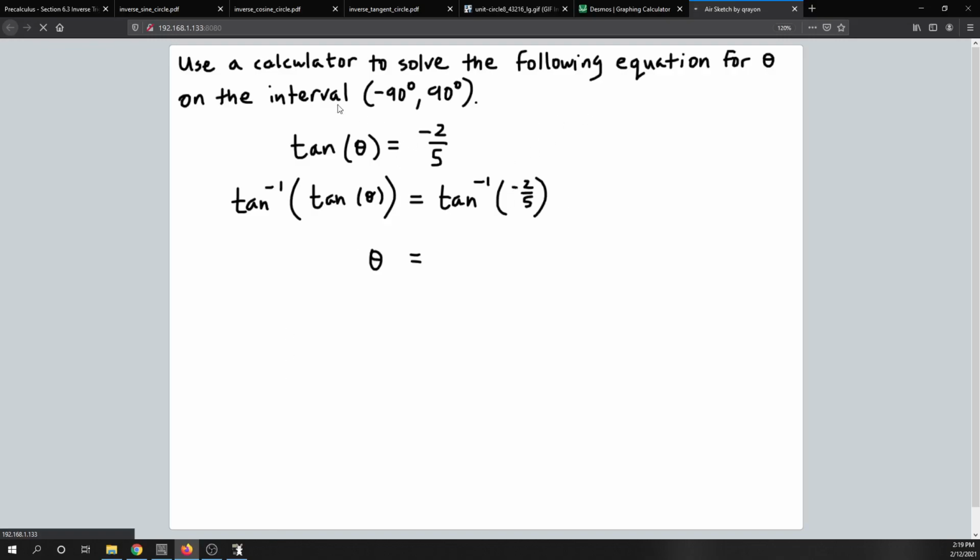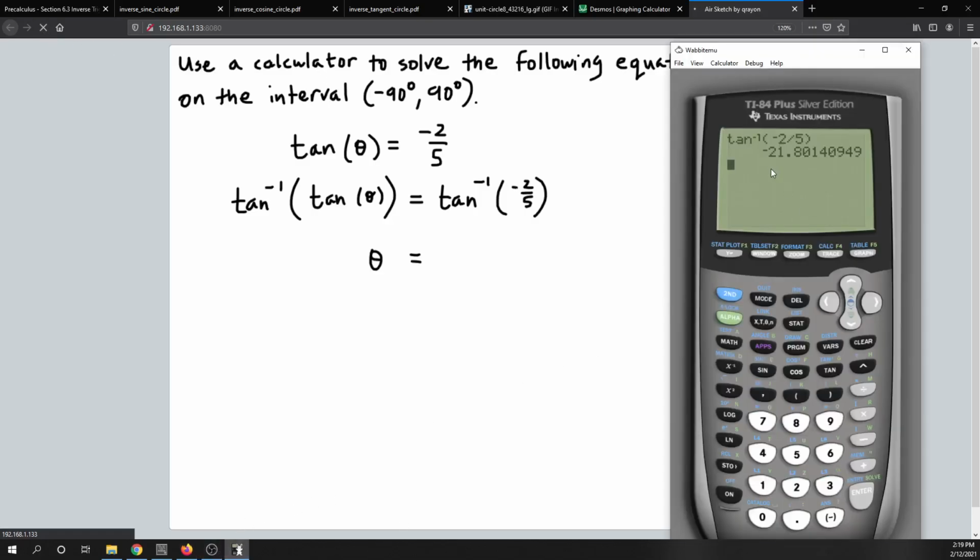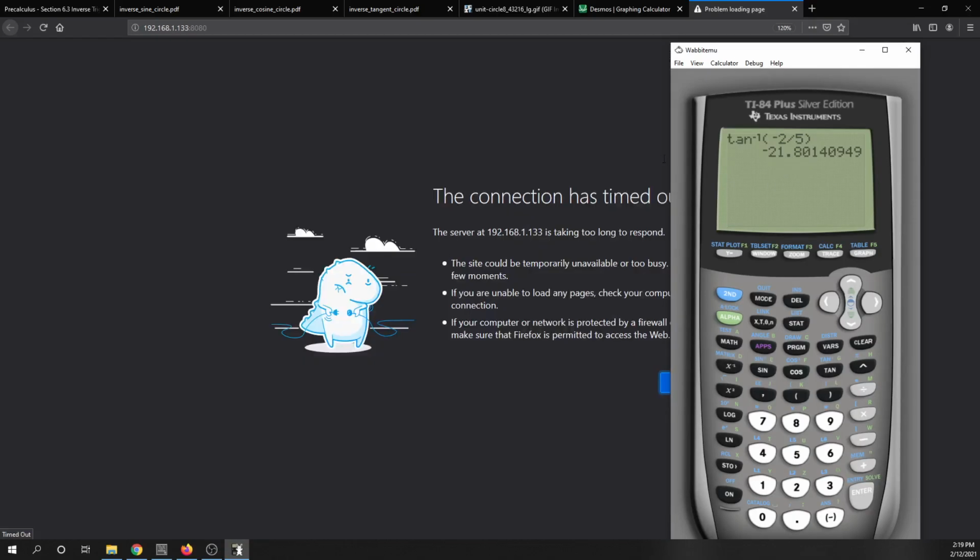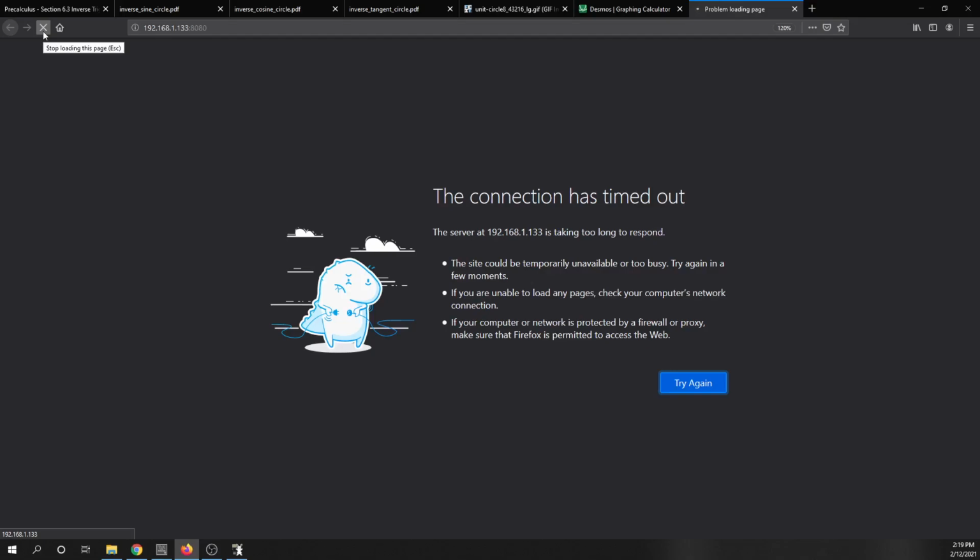Unfortunately, my iPad is lagging here. All right, so that's it on this one. Normally I would write that. Oops, there we go. Great.